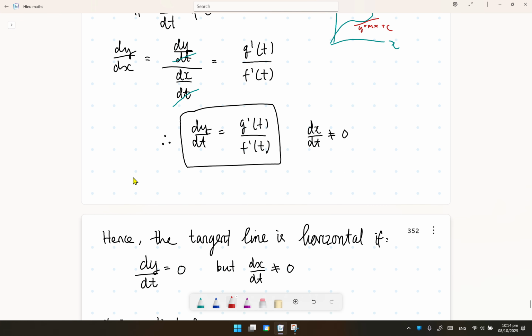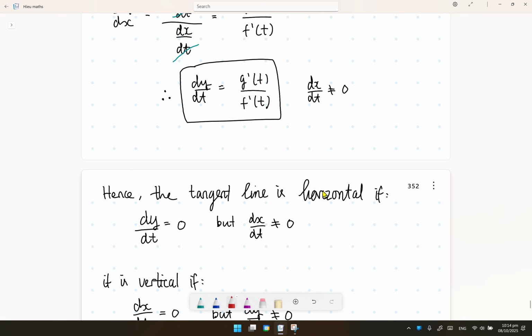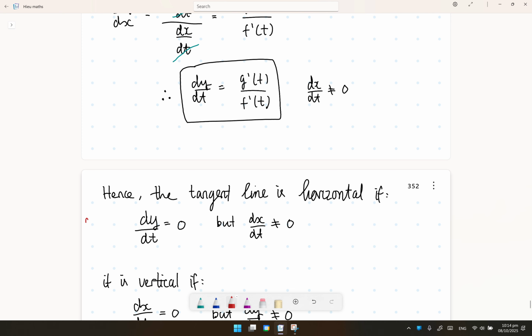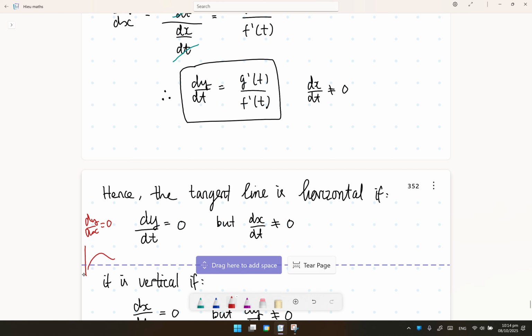Hence, the tangent line is horizontal if dy over dx is equal to 0. If dy over dx is equal to 0, then the curve is going straight. It's like a curve like this, and we're taking the tangent all the way at the top.